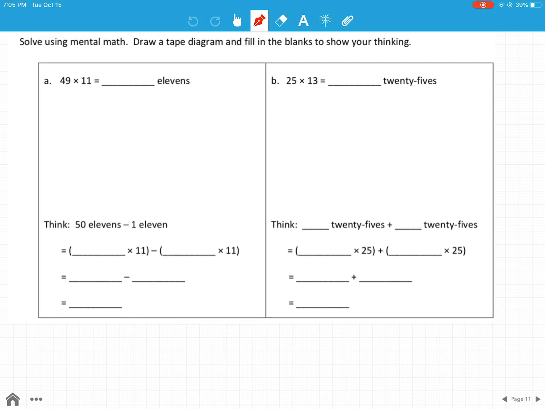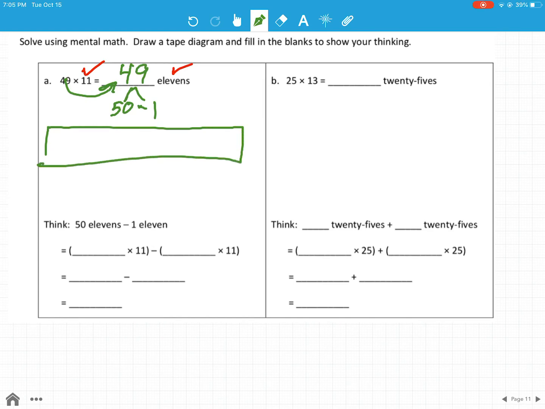So we have the word 11 here. That means we're going to take the 49 and move it here. So we have to think, 49 can also be 50 minus 1. So we're going to draw a tape diagram, and on this tape diagram we're going to have 11s. We're going to do 49 11s, actually 50 11s. I was right the first time.